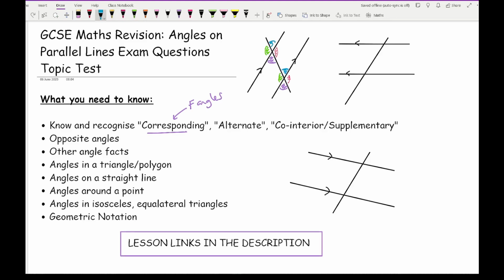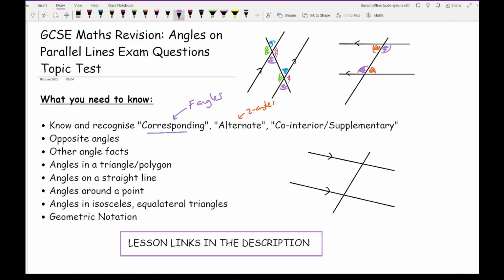Then for alternate angles, they are what we formerly knew as Z angles. And again, you're not allowed to call them Z angles. So this angle here is the same as this angle here. You also need to look out for opposite ones, so that angle there will be the same as this angle here.